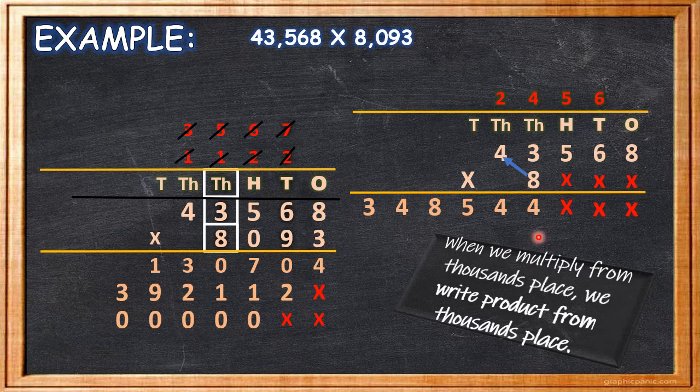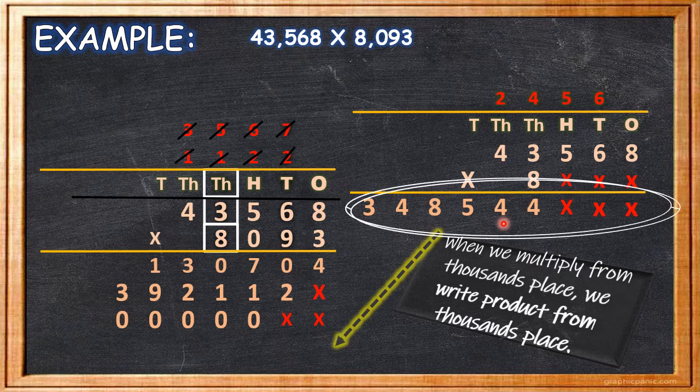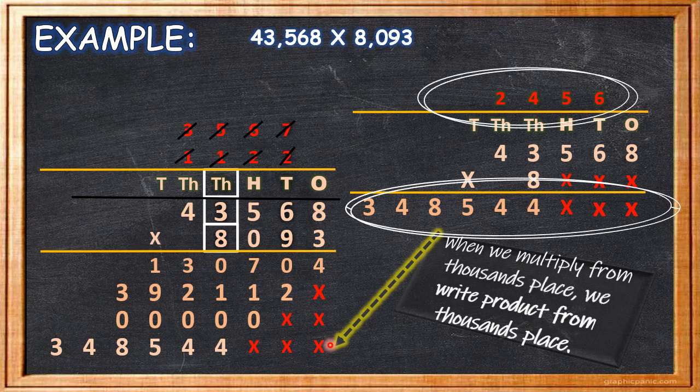Yes, children. Now copy this product here. Okay, under ones column what will be there? Cross. Tens column, cross, and hundreds column, cross, and we will start writing digits from thousands place. So 4 4 5 8 4 3.